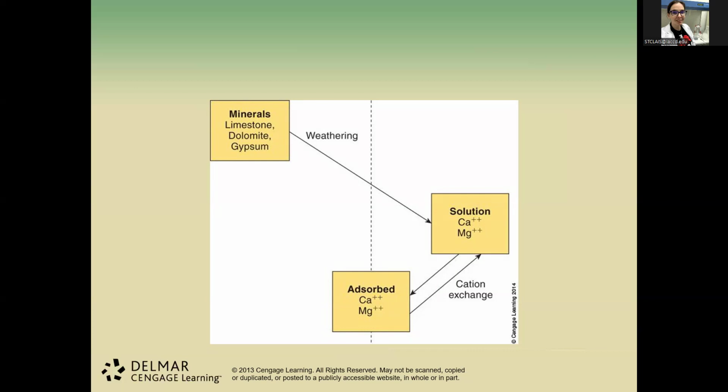And here we can look at some of the natural sources of calcium. We have limestone, dolomite, and gypsum. And weathering releases calcium and magnesium from minerals like dolomite, and stores them on soil colloids. So that's where the adsorption occurs.